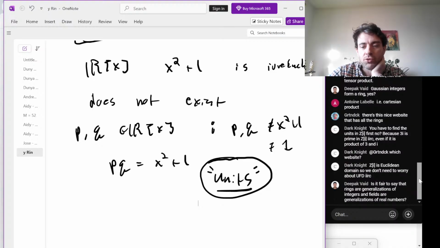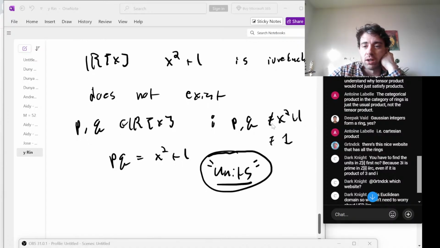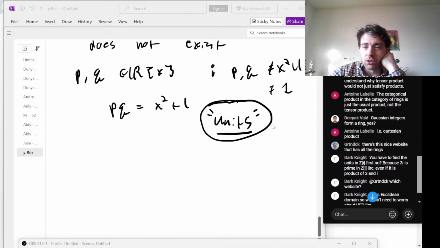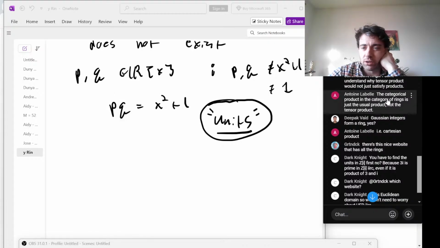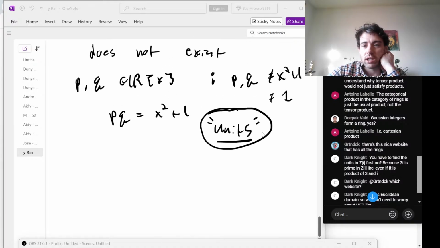I think I'm going to wrap it up soon for today. But let me see. We have this question: reading a Luffy, he mentioned tensor products satisfy coproducts in the category of commutative rings. I don't understand why tensor product would not just satisfy products. Good question. I see Antoine here answers the categorical product in the category of rings is just the usual product, not the tensor product. Yeah, exactly.